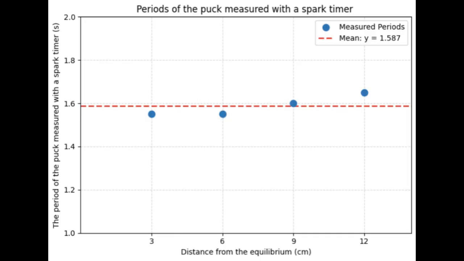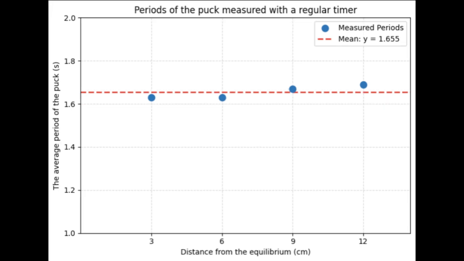Here are the graphs of my measurements. Using the spark timer, the period remained very consistent at 1.55 seconds for the 3 cm and 6 cm displacements, with a slight increase to 1.65 seconds at the maximum 12 cm displacement. The average period here was approximately 1.587 seconds.